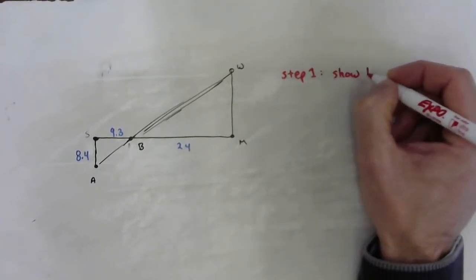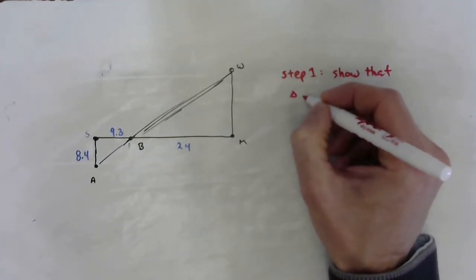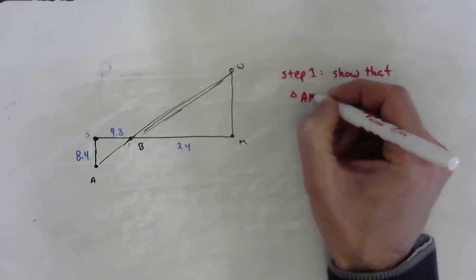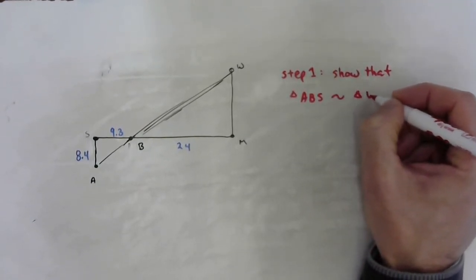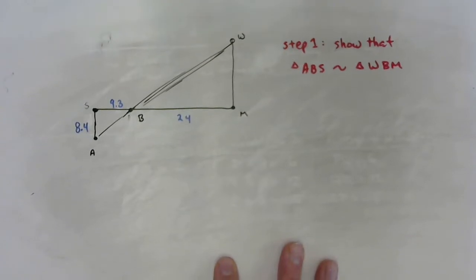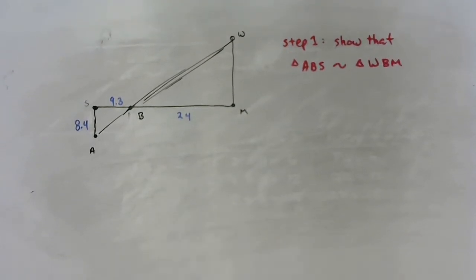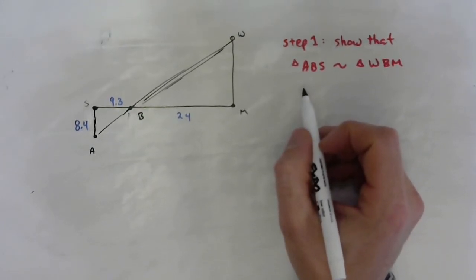Show that triangle ABS is similar to triangle WBM. Okay, that's my first step. I need to demonstrate that, or else I can't use this scalar factor. So I first need to show that they are similar, that the side lengths are corresponding.